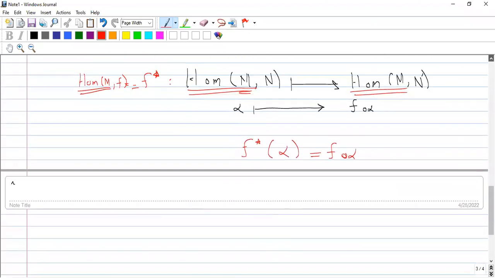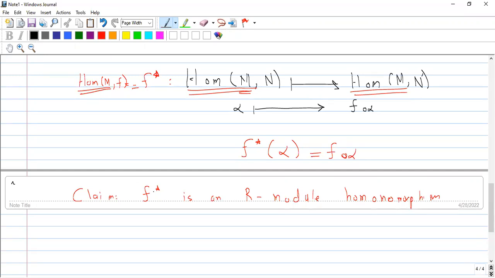So I am not proving it, but it is not difficult to see that F star, which is a map from Hom(M, N) to Hom(M, N dash), is an R module homomorphism. So let's see it.